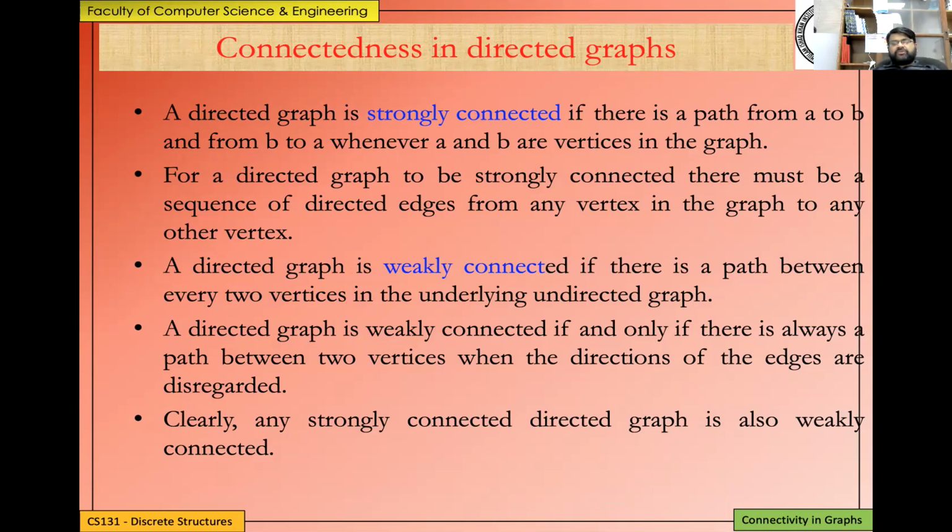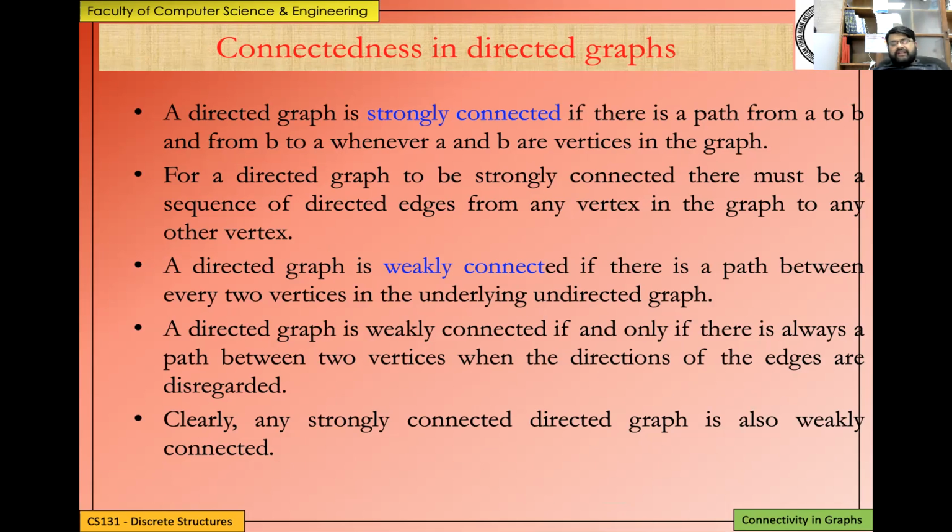So for a directed graph to be strongly connected, there must be a sequence of directed edges from any vertex in the graph to any other vertex, right? So of course, directed edges must exist from each vertex to any other vertex. A directed graph is weakly connected if there is a path between every two vertices in the underlying undirected graph. So it's not a strongly connected graph in the sense that it does not have a path to and fro from each vertex. However, if you take the underlying undirected graph, which we have discussed earlier, it will then produce paths between every 2 points. So that is a connected graph.